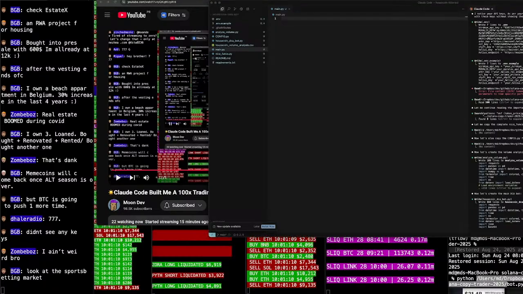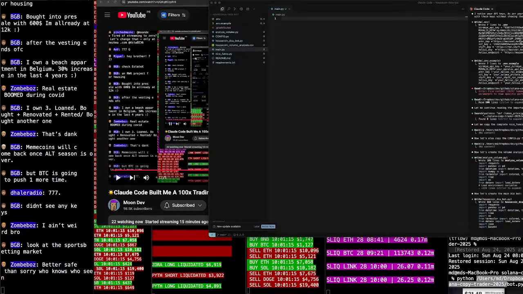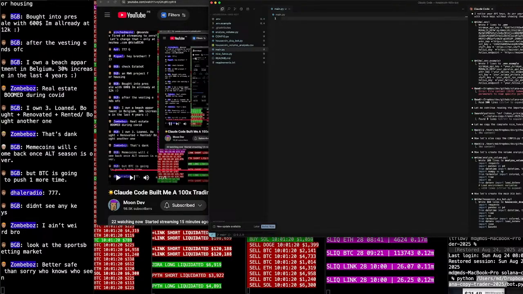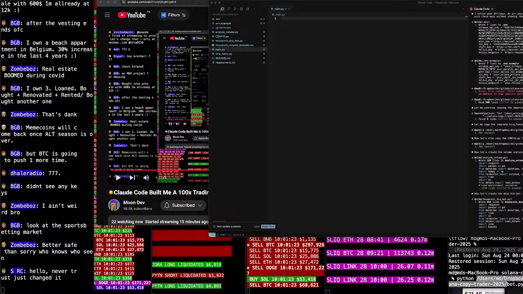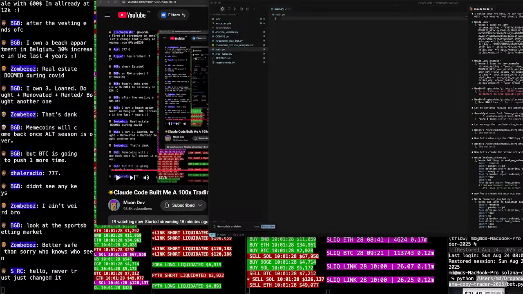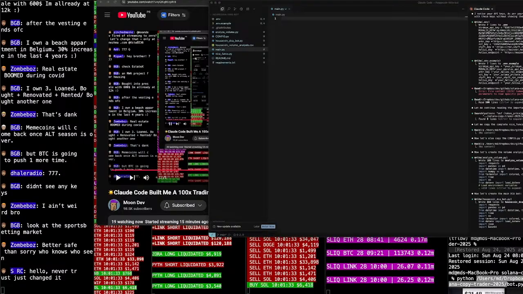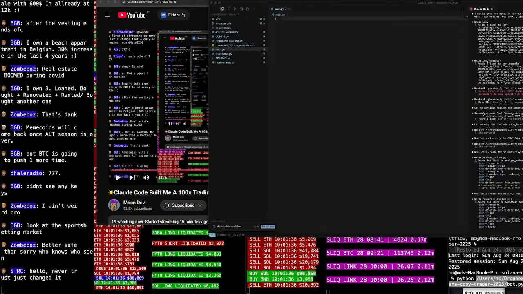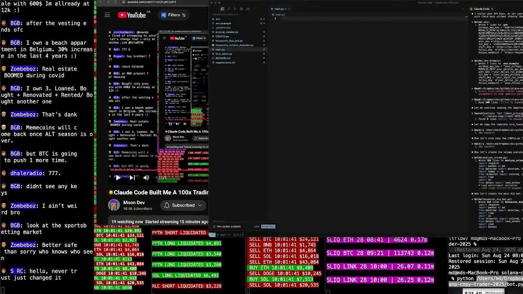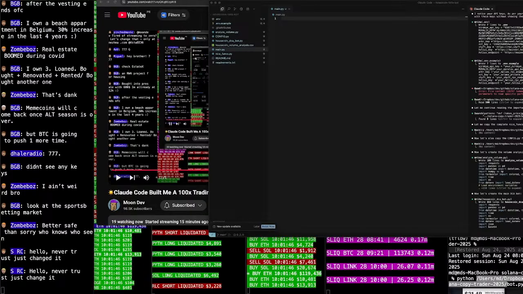Look at the sports betting market. Nah, I'm good. I'm locked on Solana, dude. Can't do betting stuff. I'm locked in, bro. My thesis is very strong on this and I'm willing to watch it go to zero. I'm definitely willing to watch this go to zero because it's an asymmetrical risk in my mind.